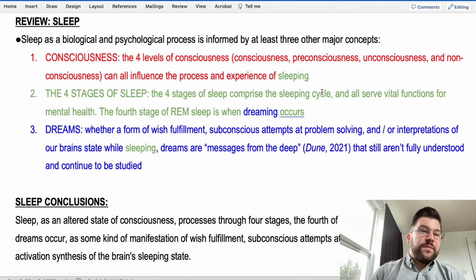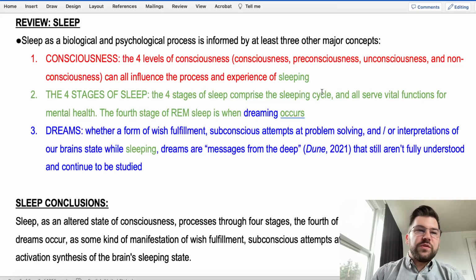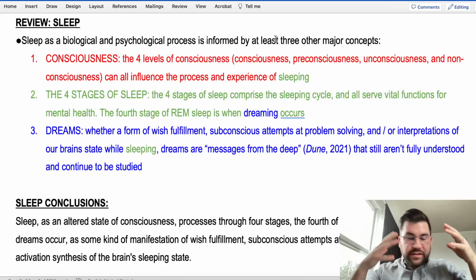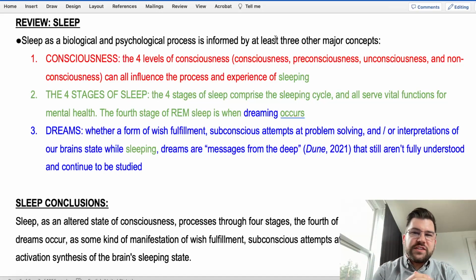So let's just review, right? A little bit of review and some conclusions. Sleep, as a biological and psychological process, is considered to be an altered state of consciousness. So you do have to have an understanding of what consciousness is, especially in relation to the other levels. Sleep occurs through 4 stages, the 3 non-REMs, followed by REM, and REM is where dreaming occurs.